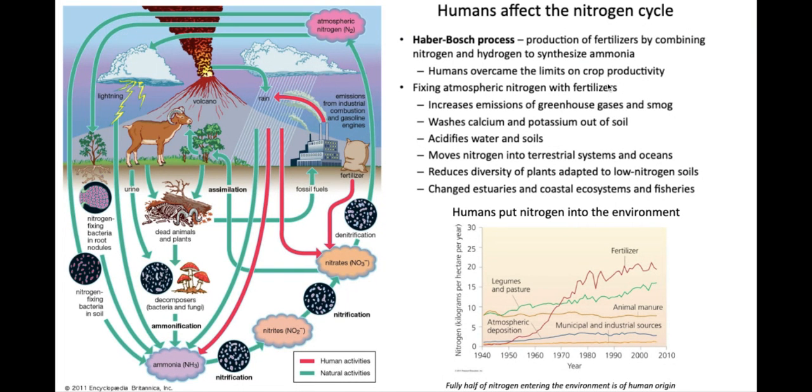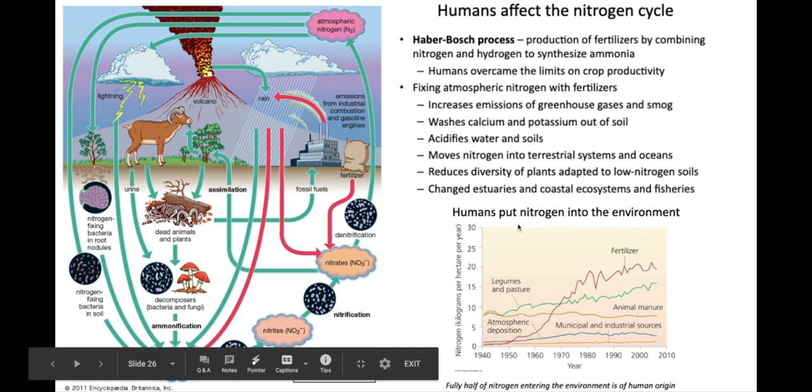So fixing that atmospheric nitrogen with fertilizers will increase the emission, though. What is the bad thing about it? It will increase the emission of greenhouse gases and smog. It's going to wash other ions from the soil, like calcium and potassium. It's going to acidify the water and soil because of the presence of the nitrate ion. It's going to move nitrogen into terrestrial systems and oceans and so on.